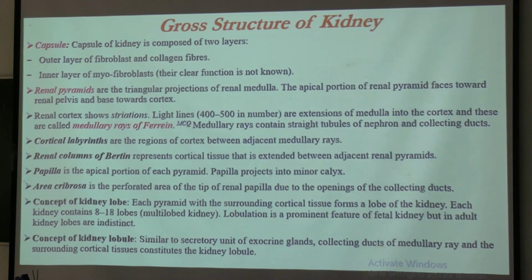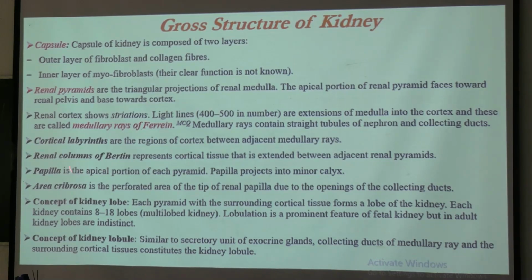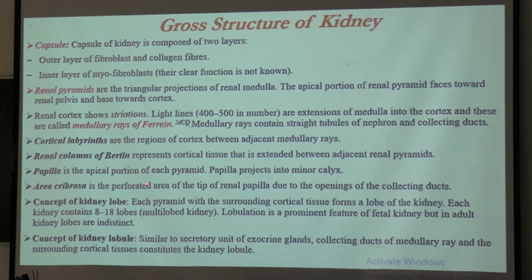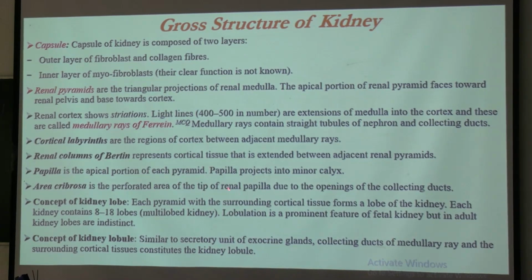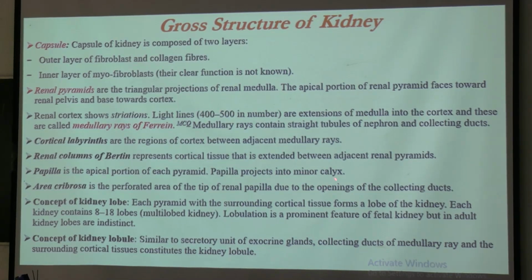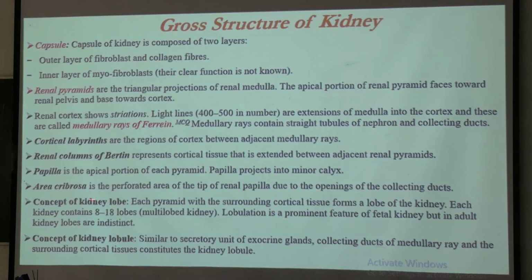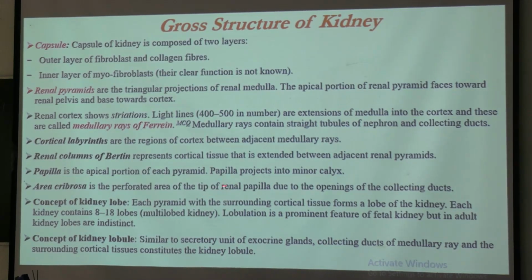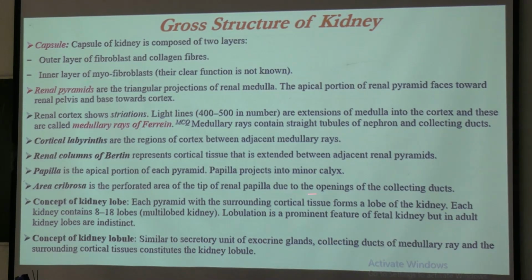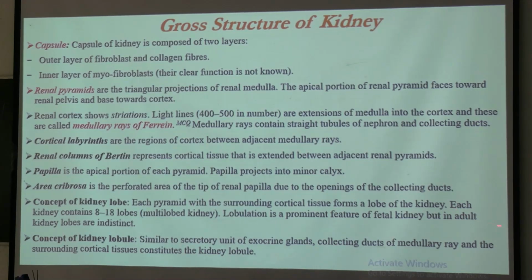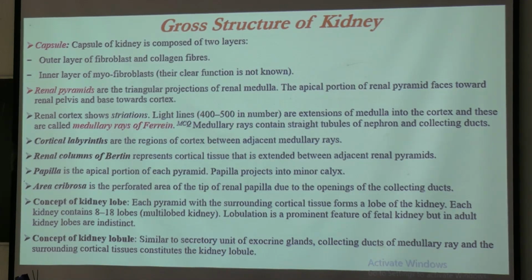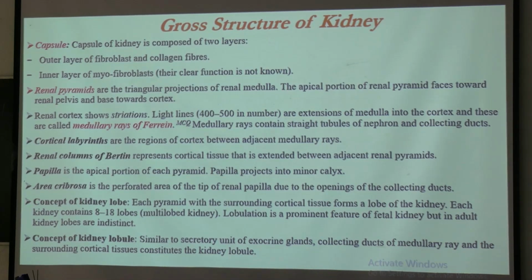Okay. Next we go to the papilla. The papilla is the apical portion of each pyramid, and the papilla projects into the minor calyx. Area cribrosa is the perforated area at the tip of the renal papilla due to the opening of the collecting ducts. Okay. Cribrosa means small openings are present here.